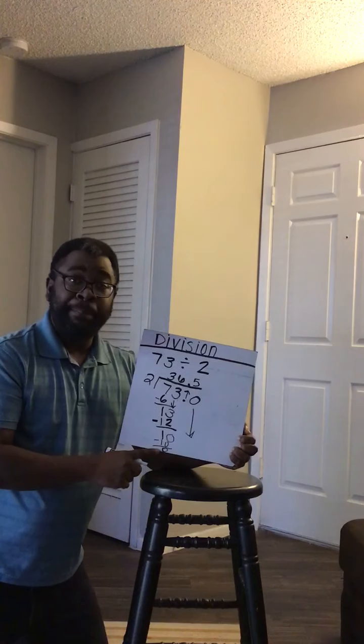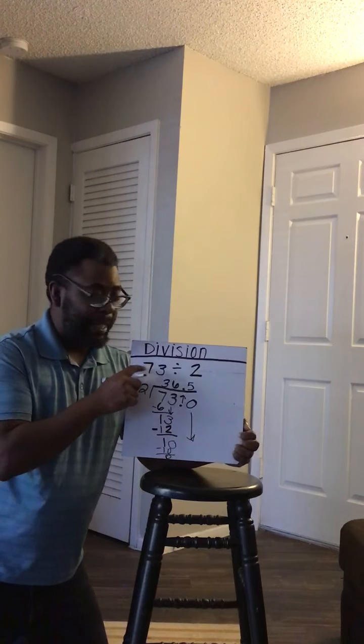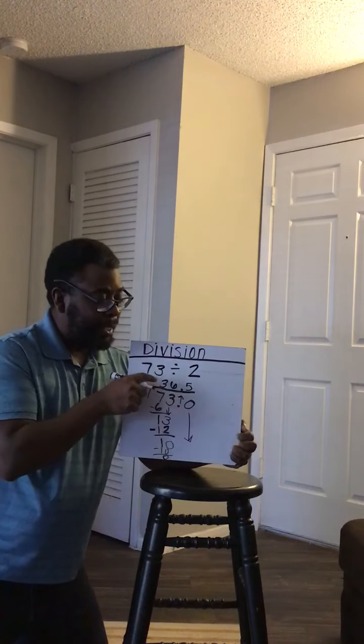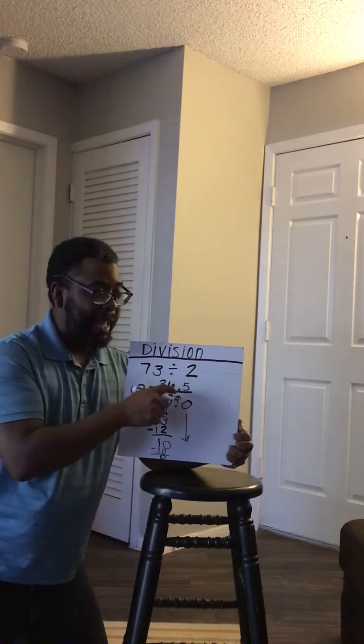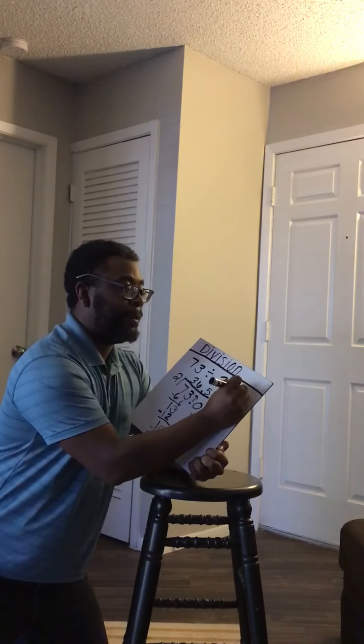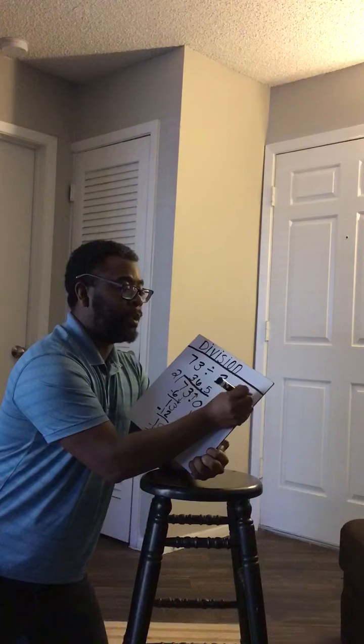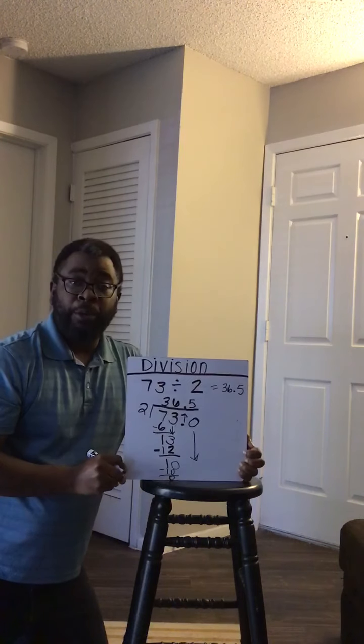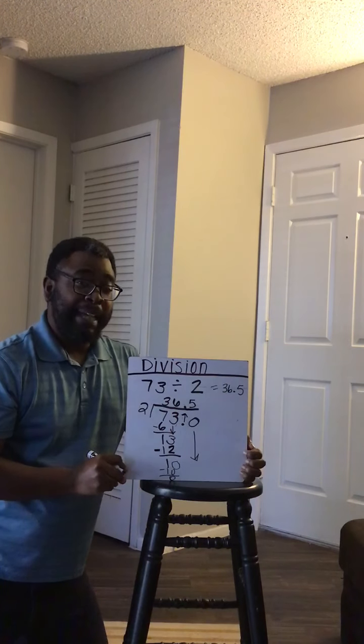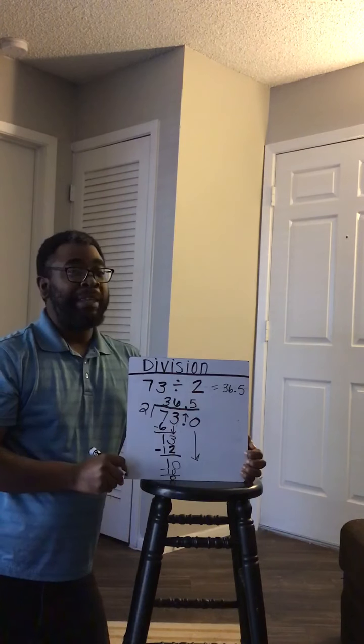And that just simply means that 73 divided by 2 is 36 and 5/10. So division is just multiplication, you're just doing the opposite.